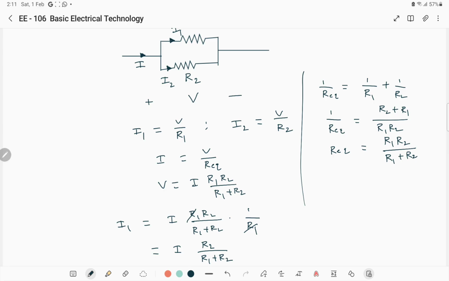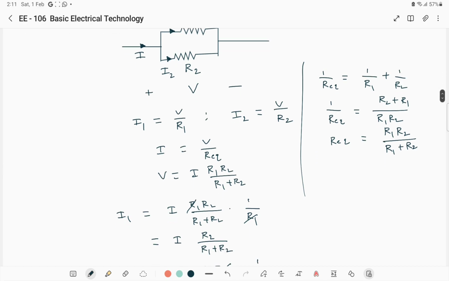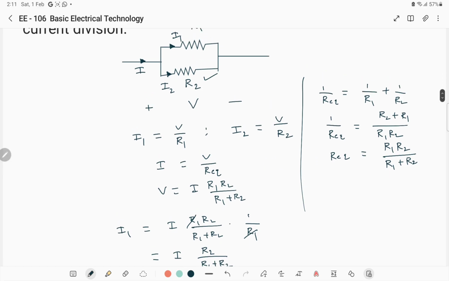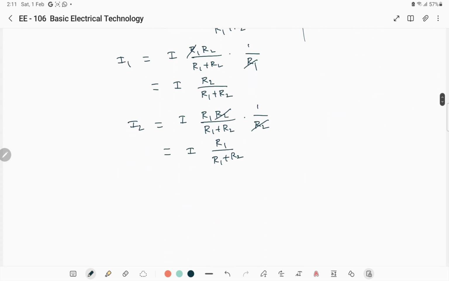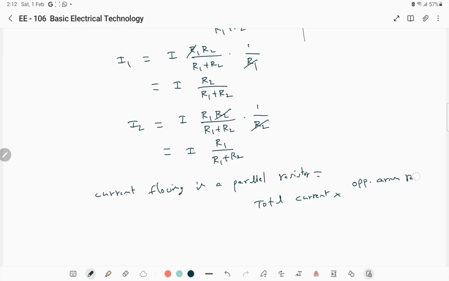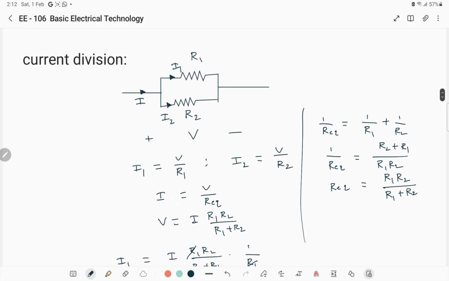I1, the current flowing through any one resistor, R1, will be total current into opposite arm resistance R2 divided by the total resistance R1 plus R2. So we can define the current flowing in a parallel resistor equal to total current into opposite arm resistance divided by total resistance, sum of the resistors. This rule is famously known as current divider rule or current division rule.